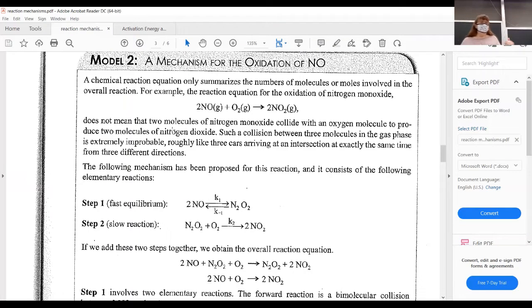So far we have mechanisms have steps. The steps are elementary reactions, and we can count the molecularity by how many reactants there are. But usually elementary steps only have 1 or 2 reactants. So if you look at the arrows in steps 1 and 2, what's the difference between the arrows? Still looking at model 2 here.